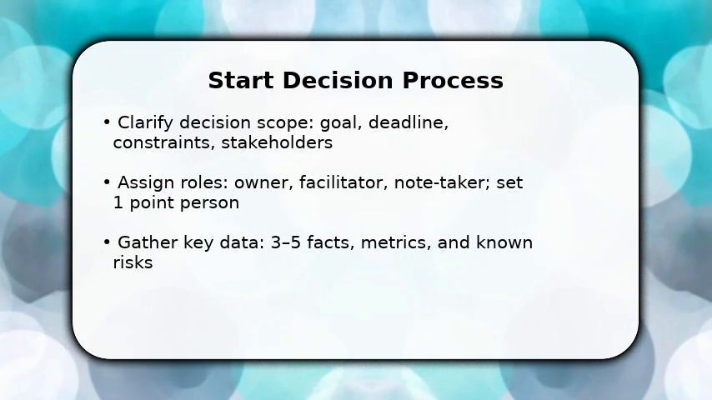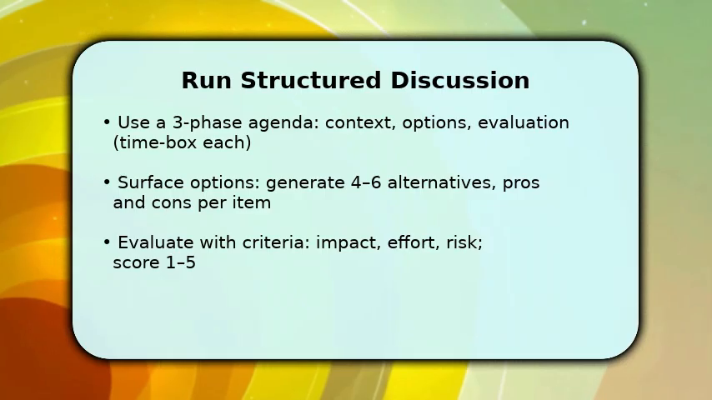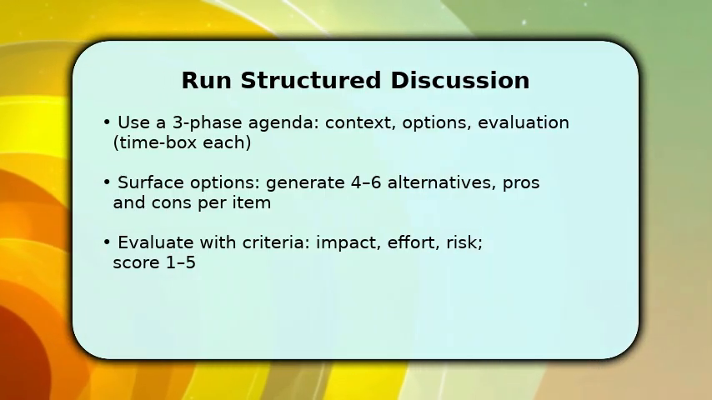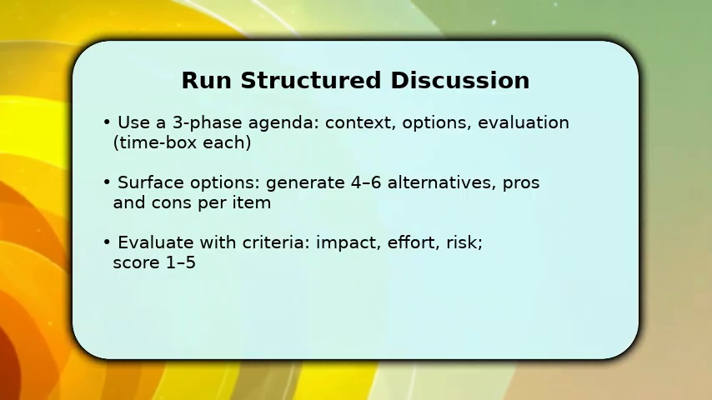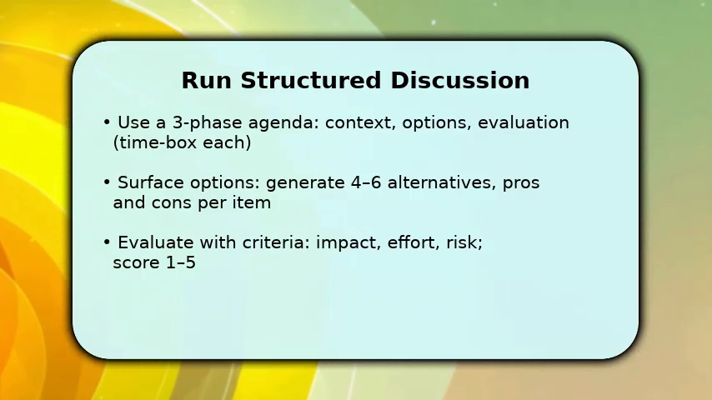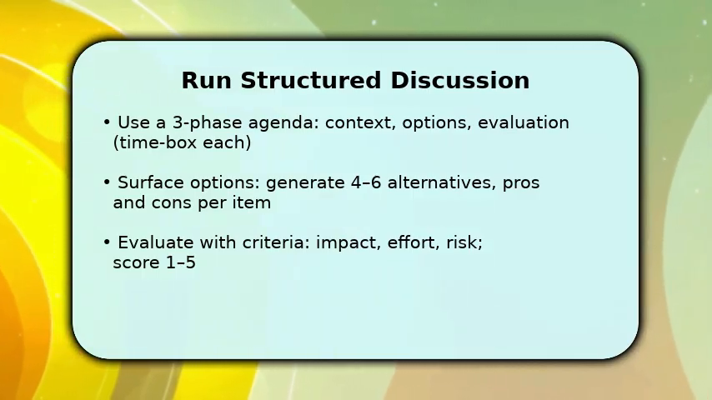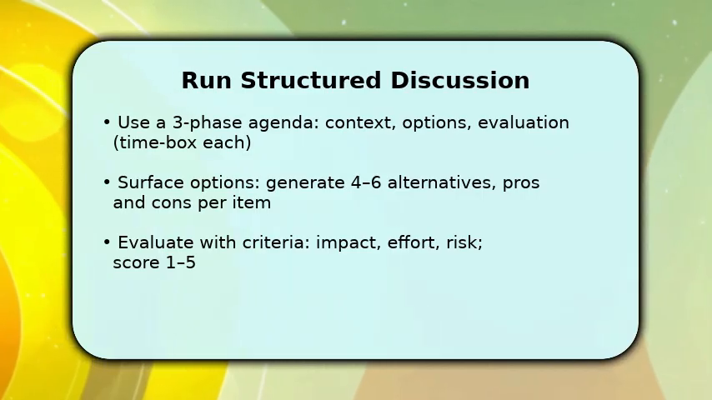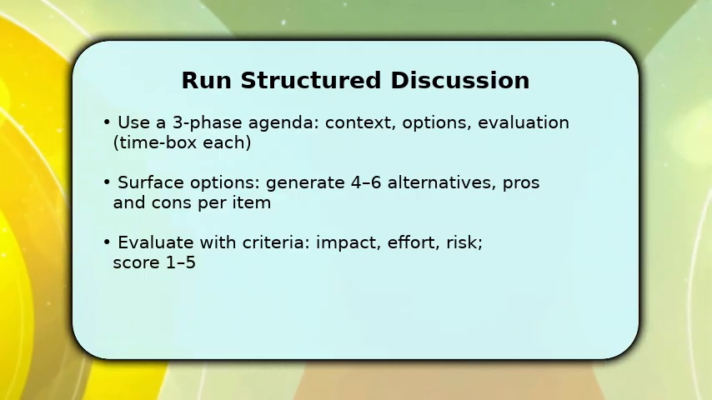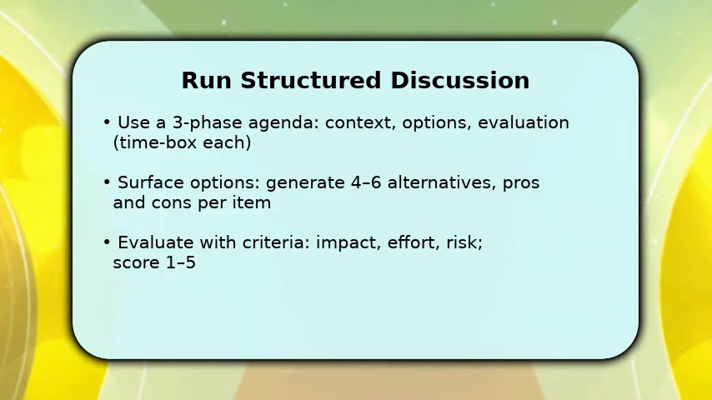focused decision process. You now guide the team through a structured discussion. Start with context, then surface options, and finally evaluate. Time box each phase to keep momentum. Once options exist, prompt the group to name 4 to 6 alternatives and list pros and cons for each so trade-offs are visible. Make sure you apply clear evaluation criteria like impact, effort, and risk, and score options from 1 to 5. This turns opinions into comparable data and helps the team converge on a preferred path.